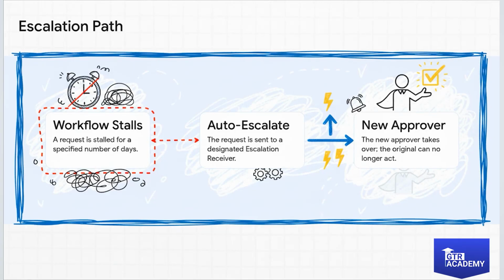And for those more critical items that you can't just auto-approve, you have escalation. This is your ultimate safety net. If a workflow is stalled for, say, 5 days, the system automatically reroutes the entire thing to a designated escalation receiver. This new person now owns the request completely, and the original approver can't even touch it anymore. This is how you guarantee that nothing important ever falls through the cracks.